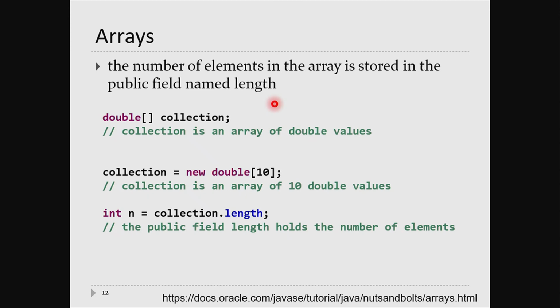The number of elements in the array is stored in the field called length. I already showed you this. If collection is an array of 10 doubles, later on I can get the length of the array by writing the array name dot length. You cannot change that value. If you wrote collection.length equals 5, the compiler will flag it as an error. It'll tell you you cannot change the value of the length of the array, which reinforces the fact that arrays have a fixed length in Java.